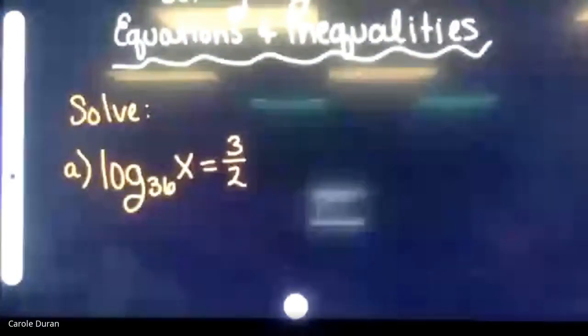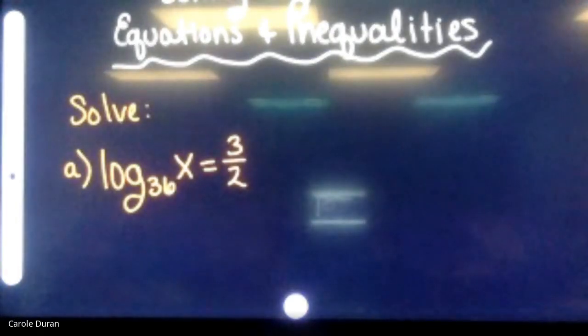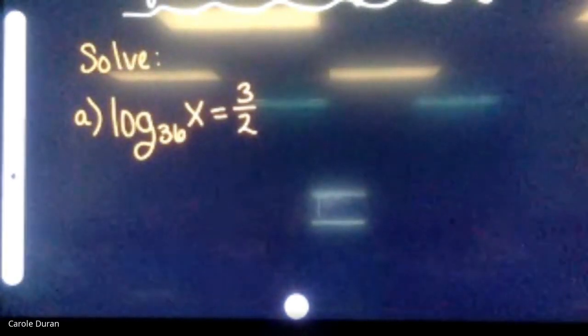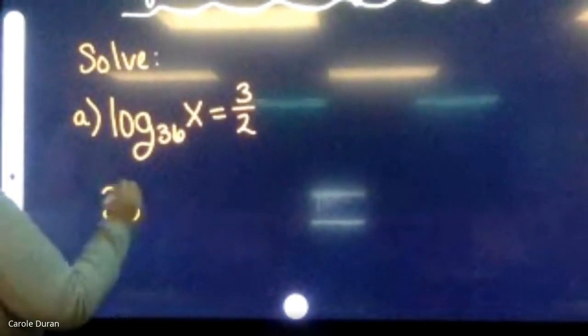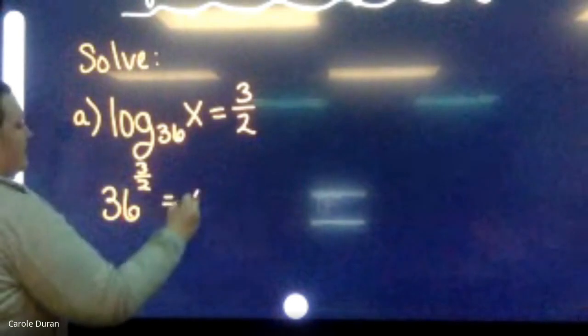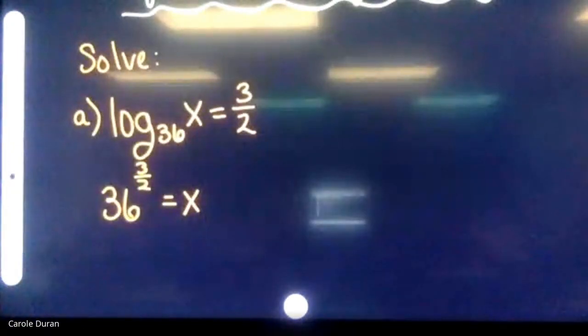So this particular example, I have log base 36 of x is equal to 3 halves. And I would like to solve for x. Anybody have an idea of what I need to do first? Rewrite it as an exponential problem. Brandon, what is the equivalent exponential going to be for this problem? 36 with an exponent 3 halves equals x. 36 to the 3 halves power equals x.